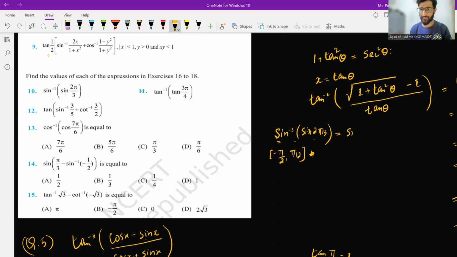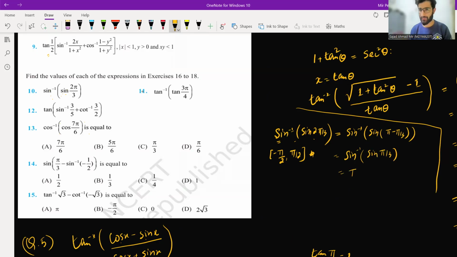So how do we change this? We can write sine of 2 pi by 3 as sine of pi minus pi by 3. And we know that in the second quadrant, sine is positive. So this will be sine of pi by 3. We get the value pi by 3 for this. Now tan inverse of tan of 3 pi by 4. Is the 3 pi by 4 here in between? No, it's not in between.